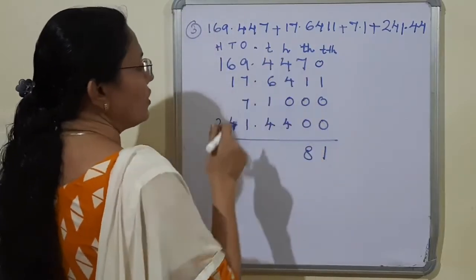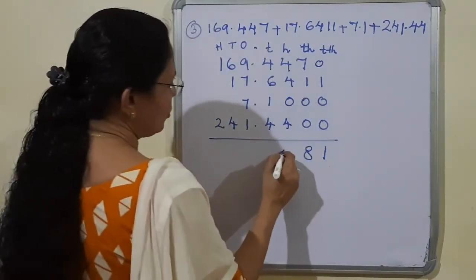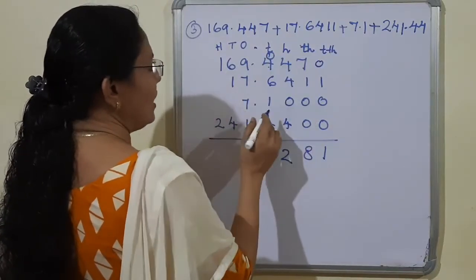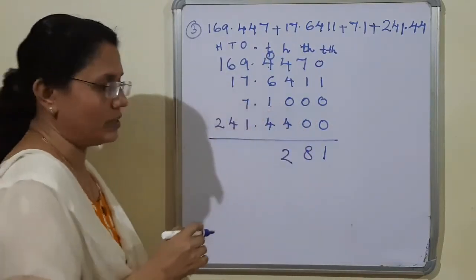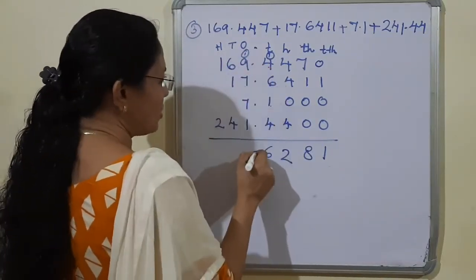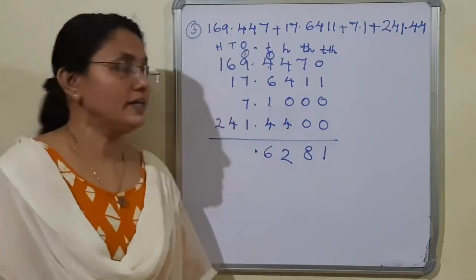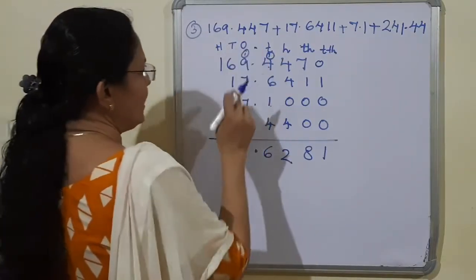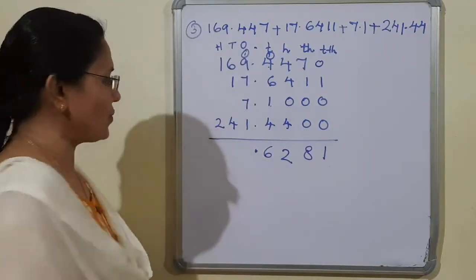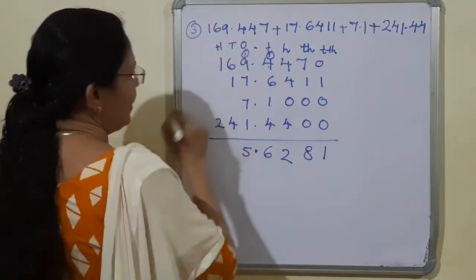Next 4 plus 4, 8. 8 plus 4, 12. 1 carry. Next 6 plus 4, 10. 10 plus 1, 11. 11 plus 1, 12. 12 plus 4, 16. 1 carry. Then put the decimal point. Okay. Next 9 plus 1, 10. 10 plus 7, 17. 17 plus 7, 24. 24 plus 1, 25. Okay.